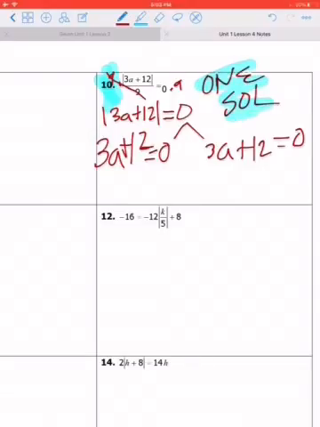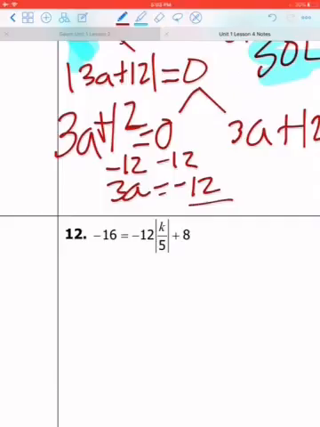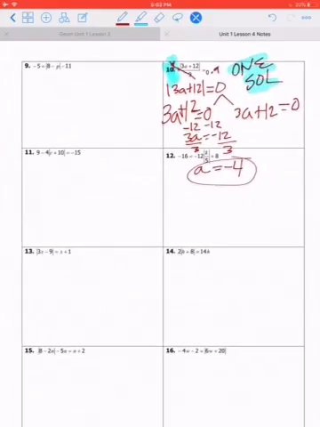So let's find out what that is. Subtract 12 and divide by 3. A equals negative 4. Alright, so that's 10. Okay, let's do one more for practice, 12 with these fractions, and then we'll talk about when you have variables on both sides. Okay, so not much longer.